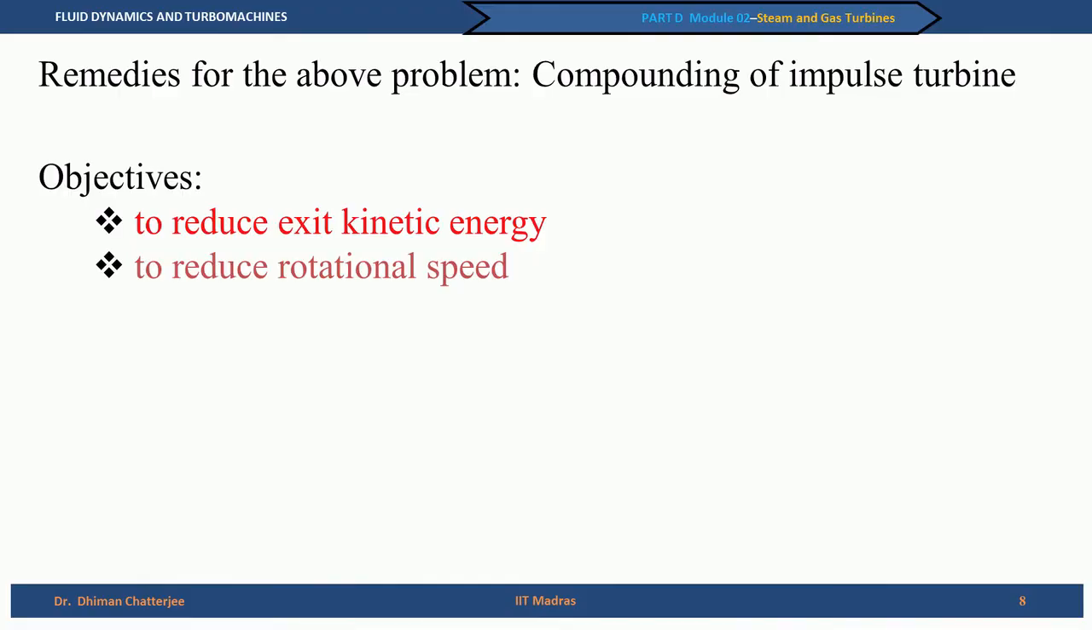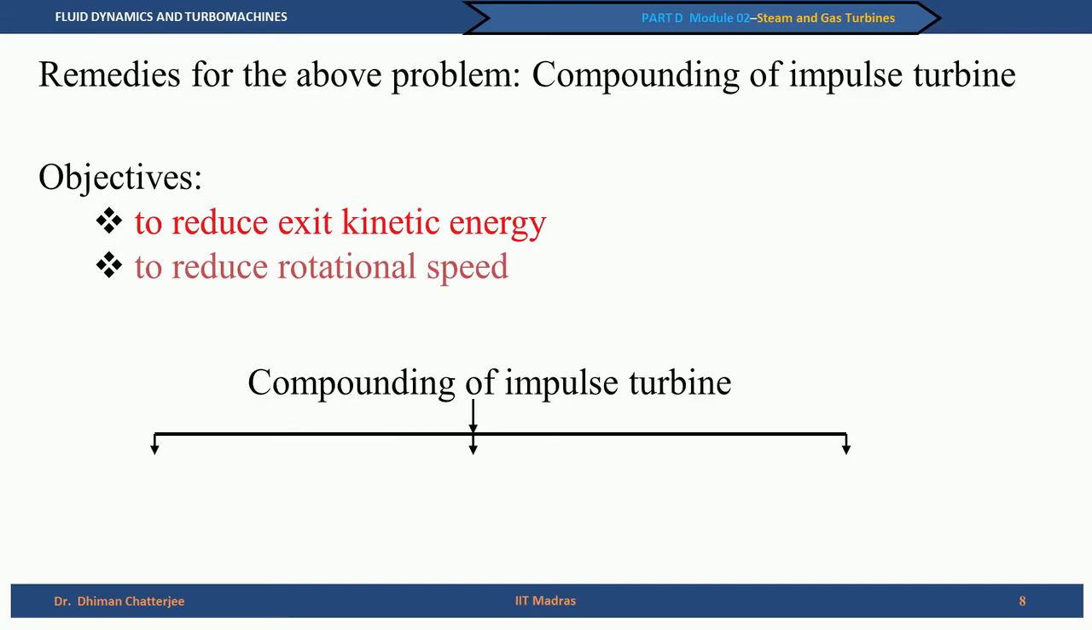So, we say that the compounding of impulse turbine serves two purposes: one, to reduce the exit kinetic energy loss, and two, to reduce the rotational speed. And this compounding of impulse turbine can be done in three ways. The first one is called pressure compounding.